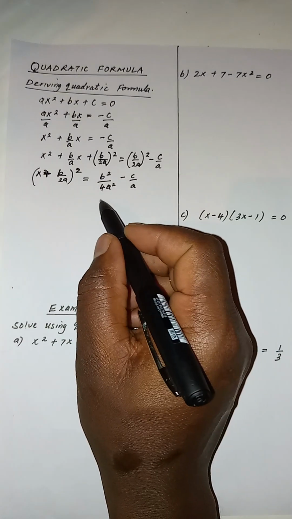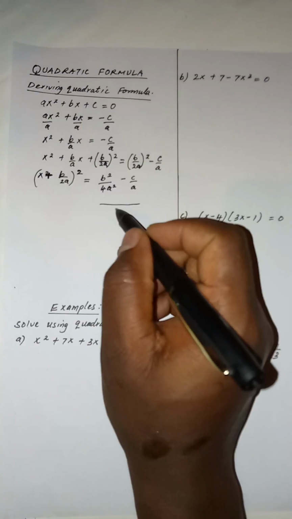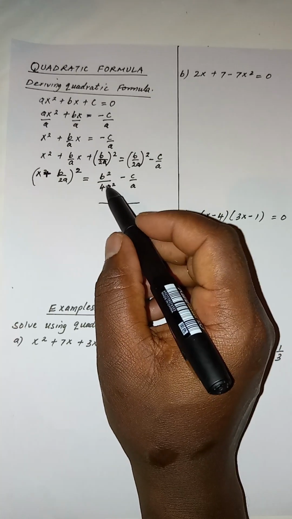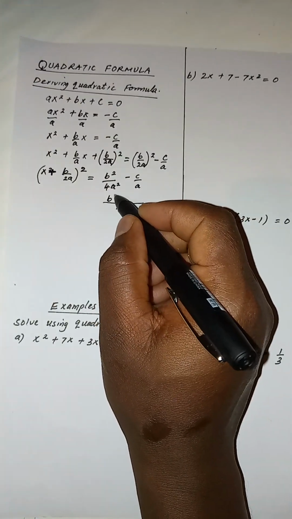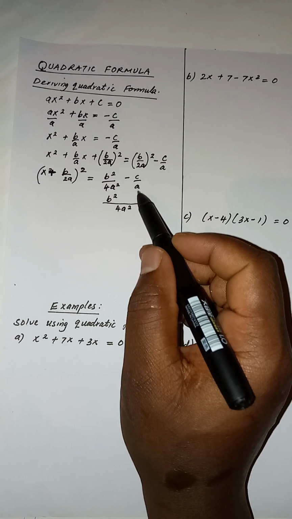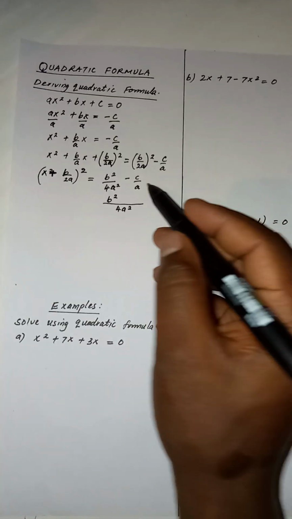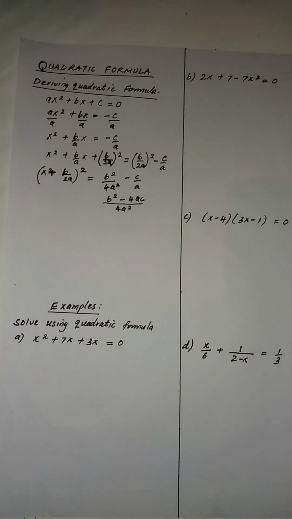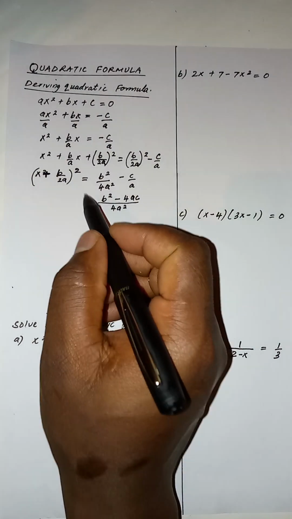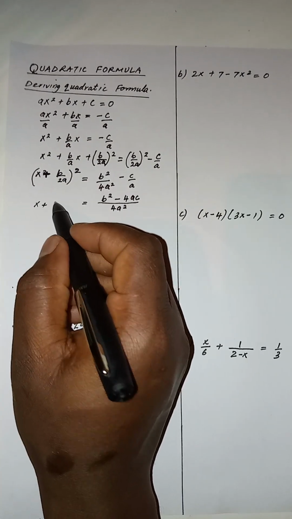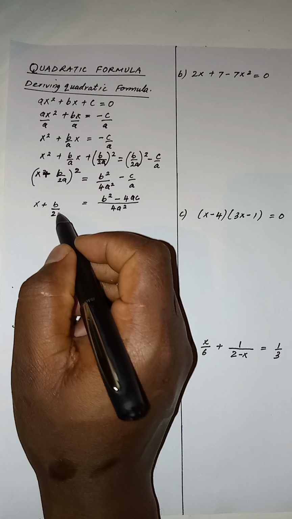On this side, the LCM is 4a squared. So 4a squared goes there once, 1 times b gives us b squared. Next, a goes there, 4a, so 4a times c gives us 4ac. So this is equivalent to x plus b all over 2a, squared.